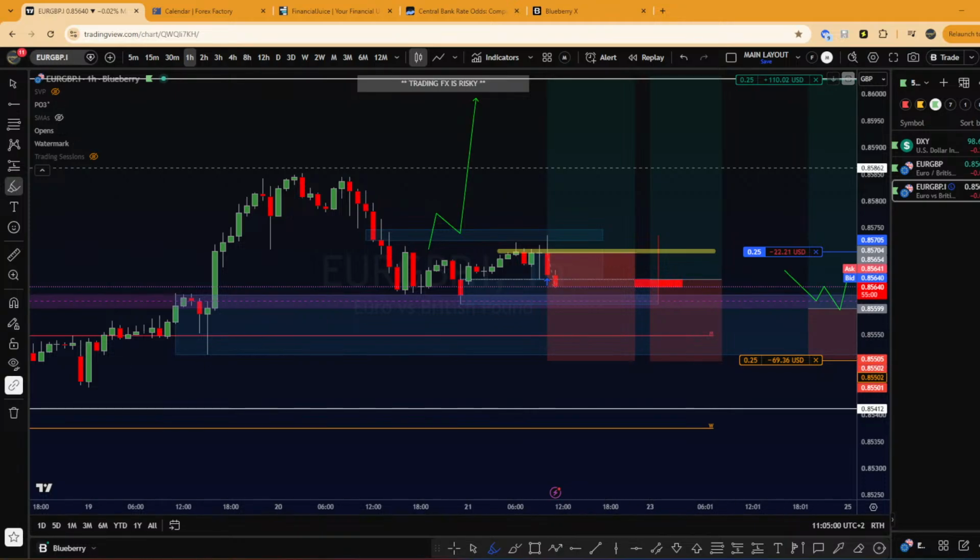This is the same for my challenge account, because I opened the same position on my challenge account. So yeah, I'm okay to lose this amount. Okay.